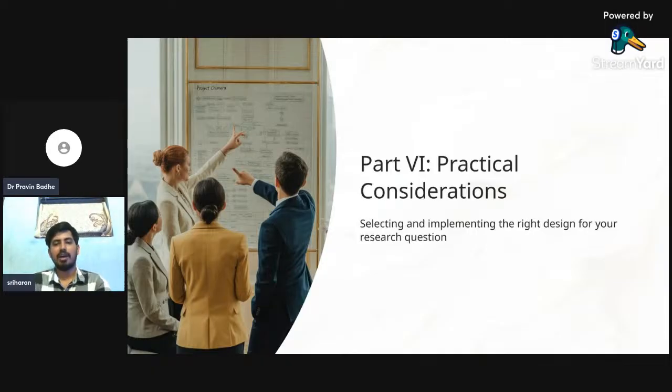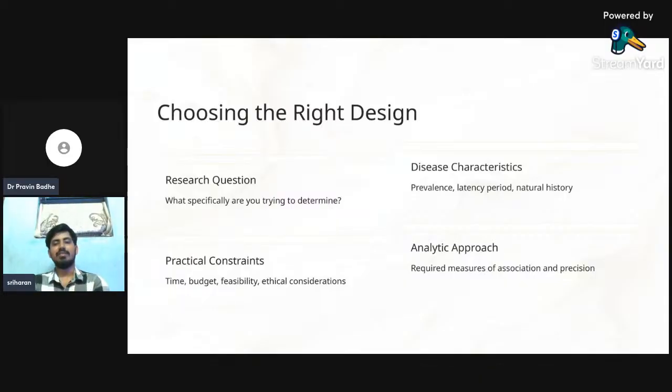Here the last part is practical considerations. What are the practical considerations while designing an observational study? Choosing the right design. As I said before, a right blueprint leads to right research. So our blueprint should be in the right manner. If we select the correct blueprint, we are 50 percent successful. Research question: if we are doing research on a rare exposure, our research question should be based on rare exposure. You go with cohort. Rare outcome, you go with case-control.